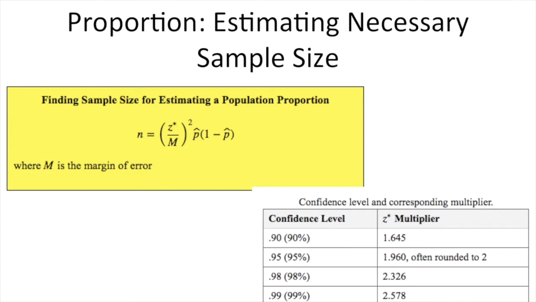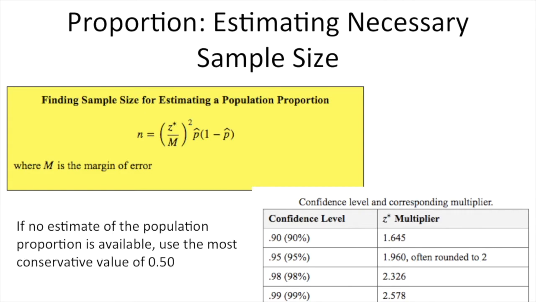P hat is the estimated population proportion. If there is no estimate of the population proportion, you're going to use the most conservative value, which is 0.50.